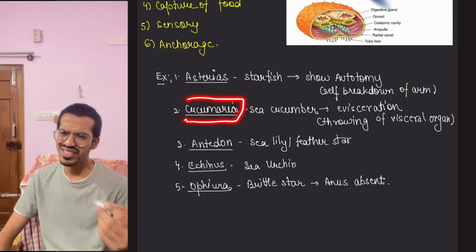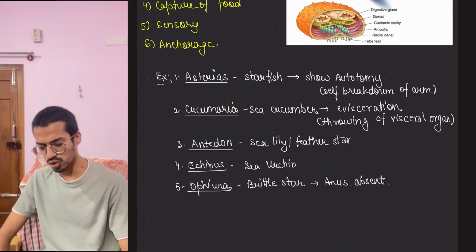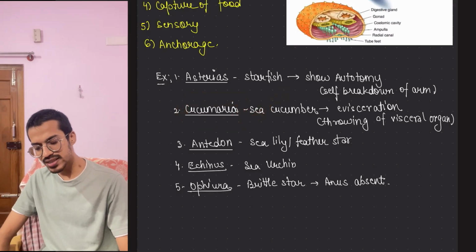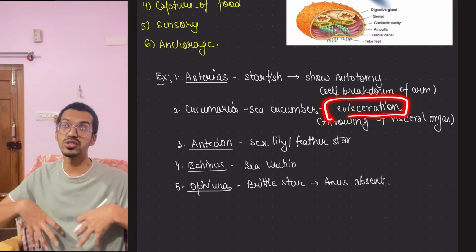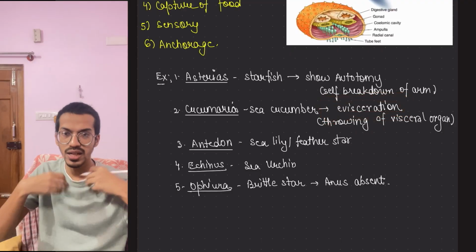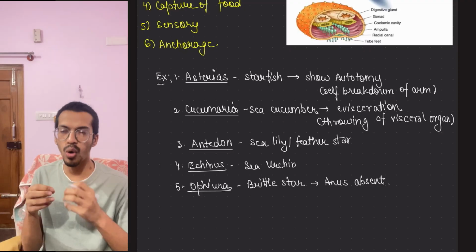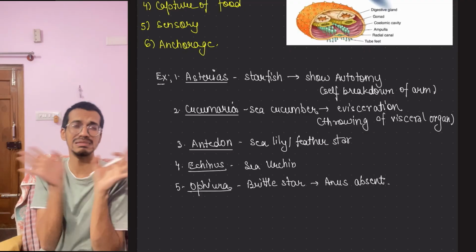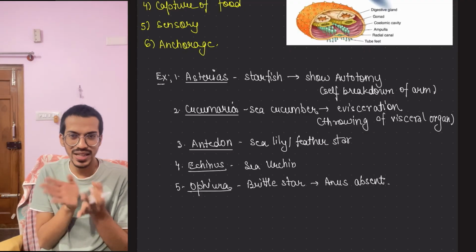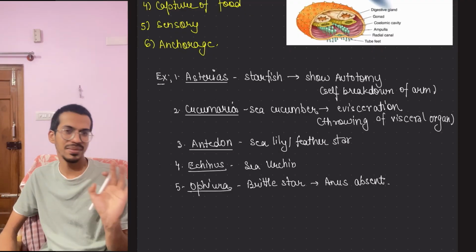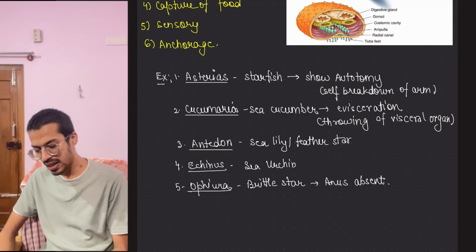Then is Cucumaria. The name itself says cucumber, so this is the sea cucumber, and it shows evisceration, that is, throwing its visceral organs outside. When it senses that someone is going to attack it, it throws its organs out, and the attacker will think, ooh, this is so disgusting, let's just leave this organism and not eat it. So this happens.